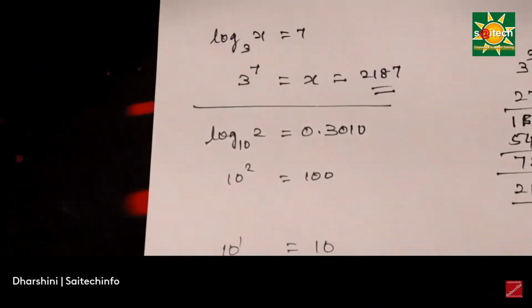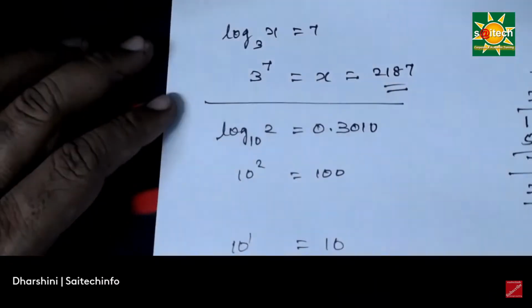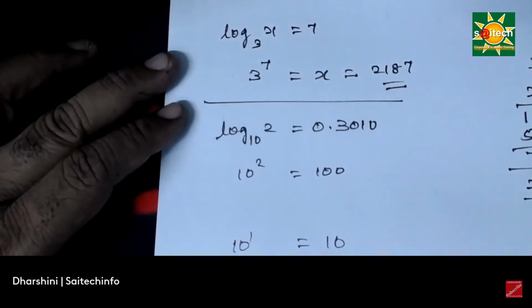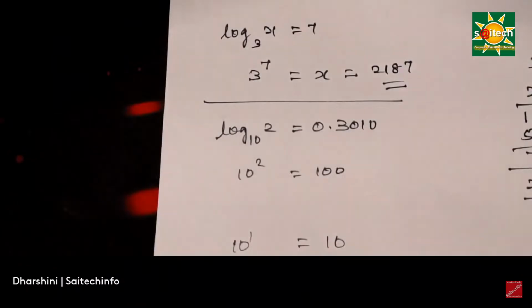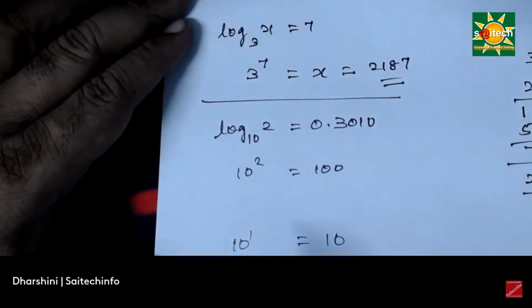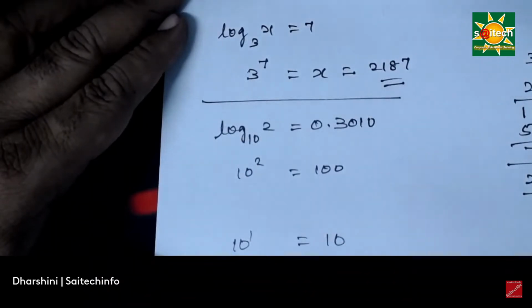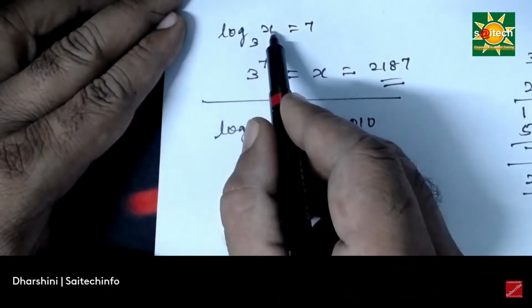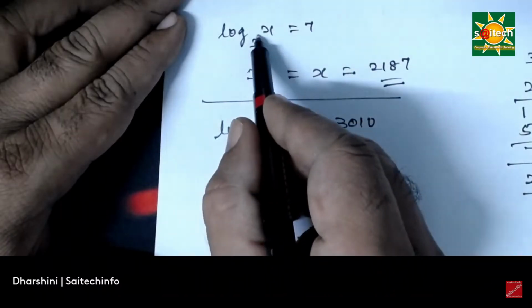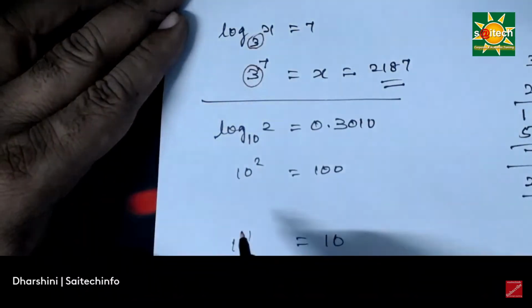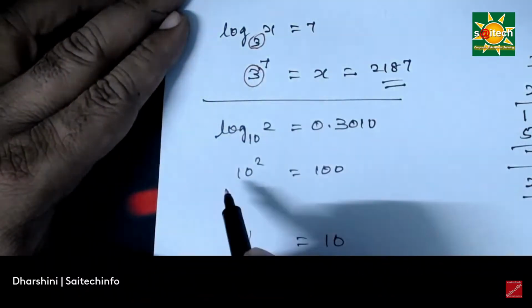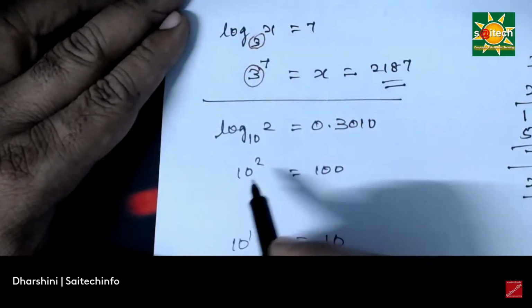Let us consider this simple example. Log x to the base 3 is equal to 7. This can be converted into the exponent form and thereby we can find out the solution. Let us consider this log x to the base 3. So retain this base 3 here and 7 as such. So this 7 can be brought here. So 3 power 7 is equal to x.